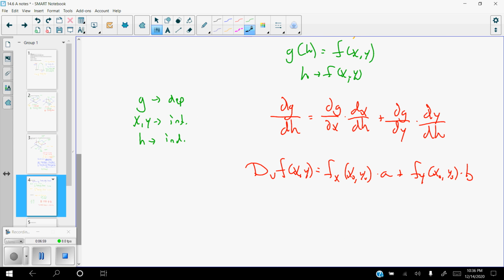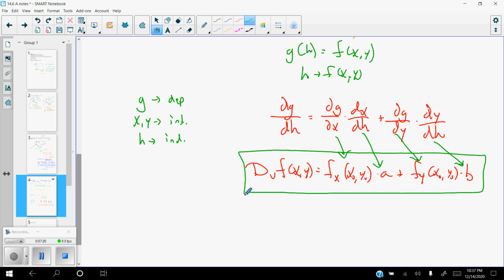So I'm going to go ahead and just draw little lines. That's that piece. That's that one. That's that one. And there's your b. So this is how we find a directional derivative. You're going to take a partial of x at your point times a plus the partial of y at your point times b. Okay, and we're actually going to go ahead and define that as something else.